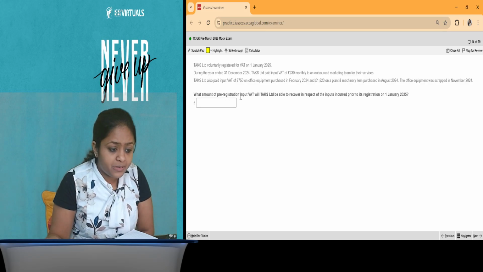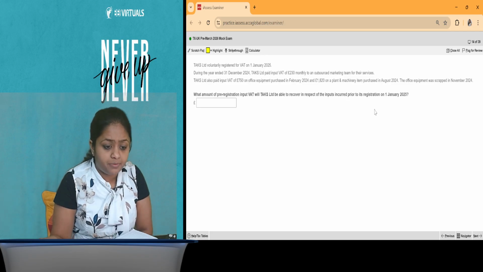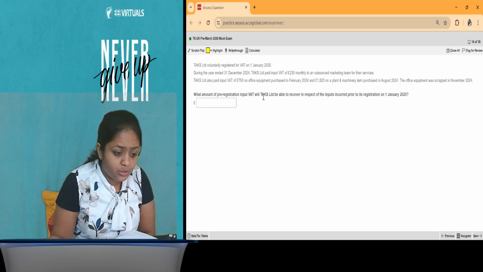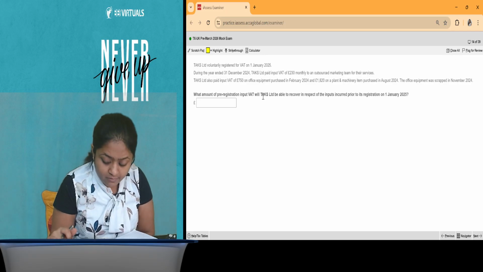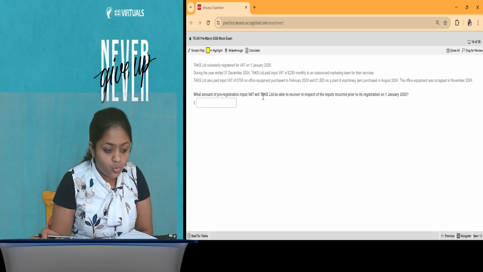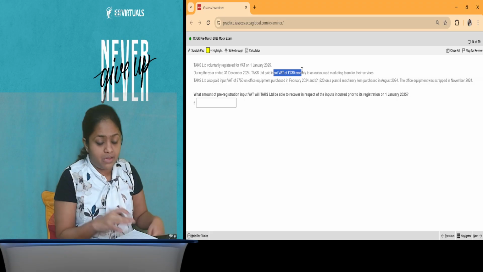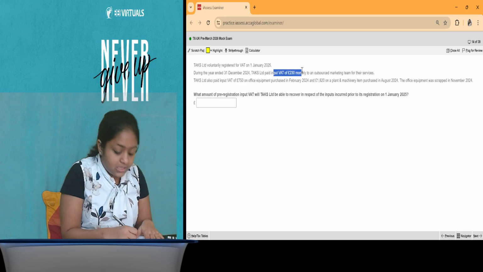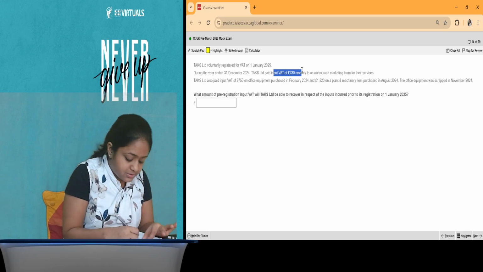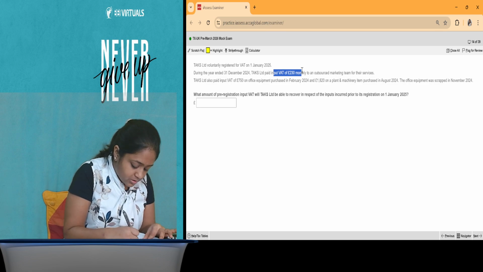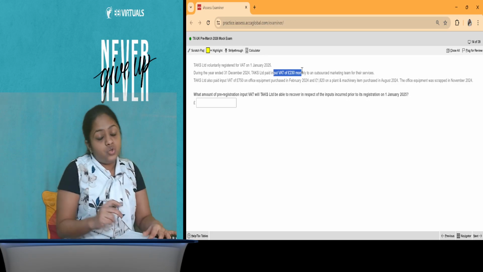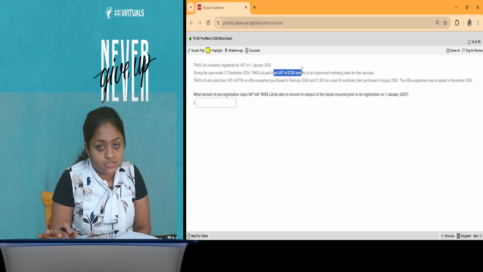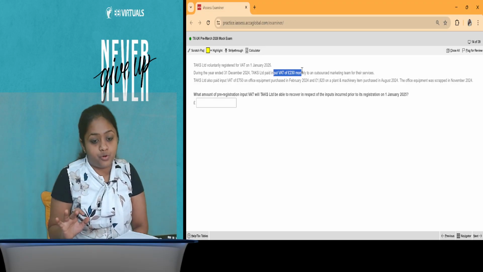What is the amount of pre-registration input VAT that they will be able to recover? Do I have anywhere given that this is including VAT or excluding VAT? Nowhere given. But it is just asking me, okay, this is VAT only given to you, my bad. So you will take 230 into 6, which is 6 months services. That will give me 1380, because I will take 6 months service input VAT.